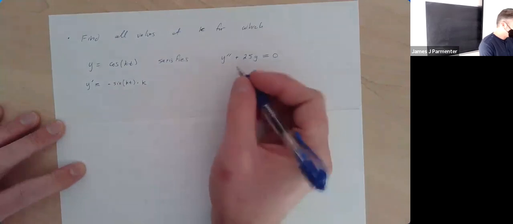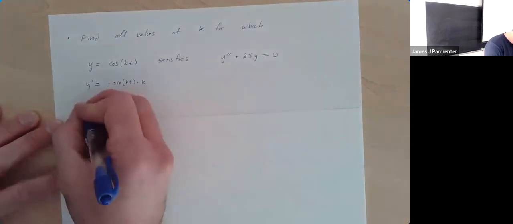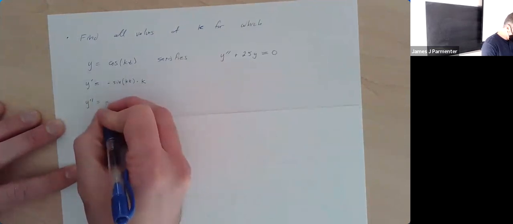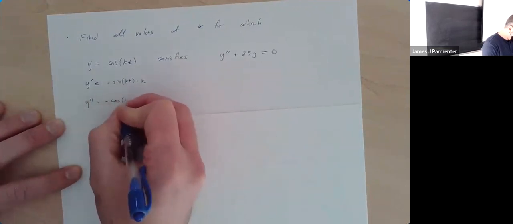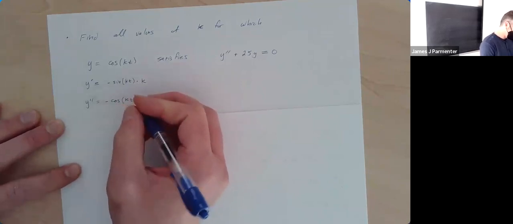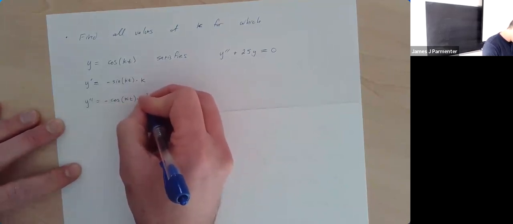And then we do it again because we need the second derivative. So we're going to find y double prime. The derivative of negative sine of some stuff is negative cosine of that same stuff times the derivative of the stuff again. So we're going to get a k squared.